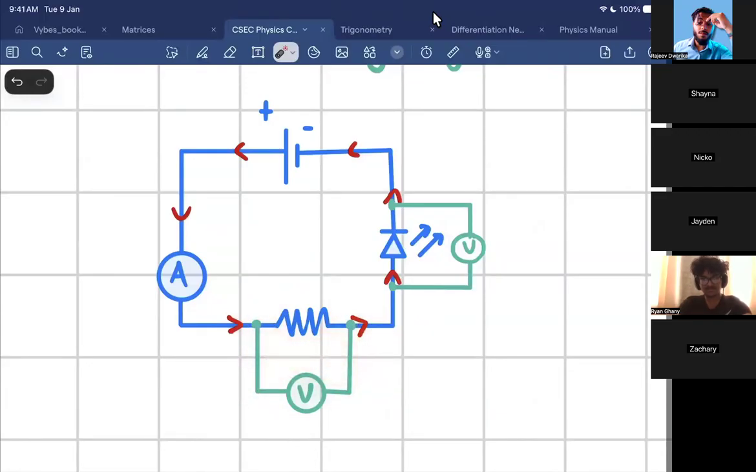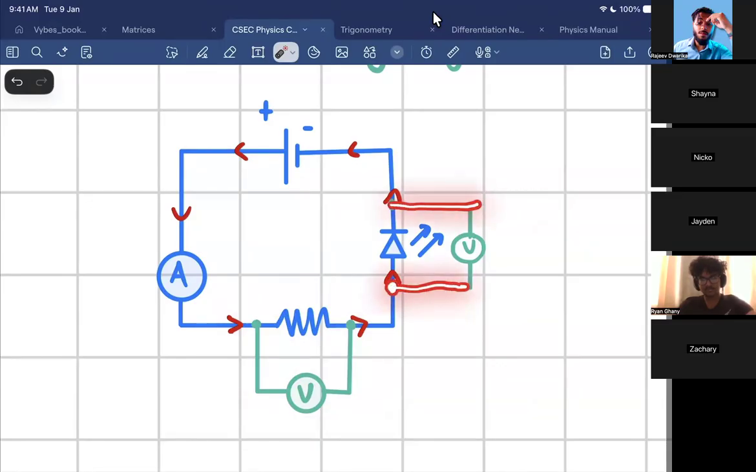So anytime you're measuring voltage, it's across a component, so you need to hook up the device in parallel. Can you all see that I have the voltmeter here in parallel to the resistor? Because the current here would, quote unquote, split. If I wanted to measure the voltage across the diode, I would do the same procedure.